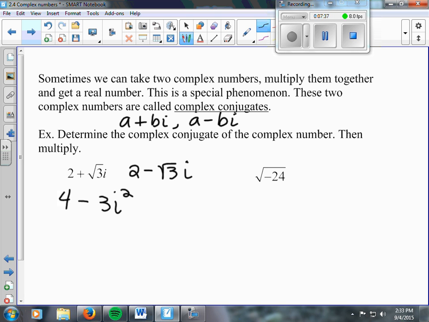When I multiply by complex conjugates, I don't bother to FOIL. I just FL, because I know the outside and the inside cancel. So this is 4 plus 3, and this answer is 7.